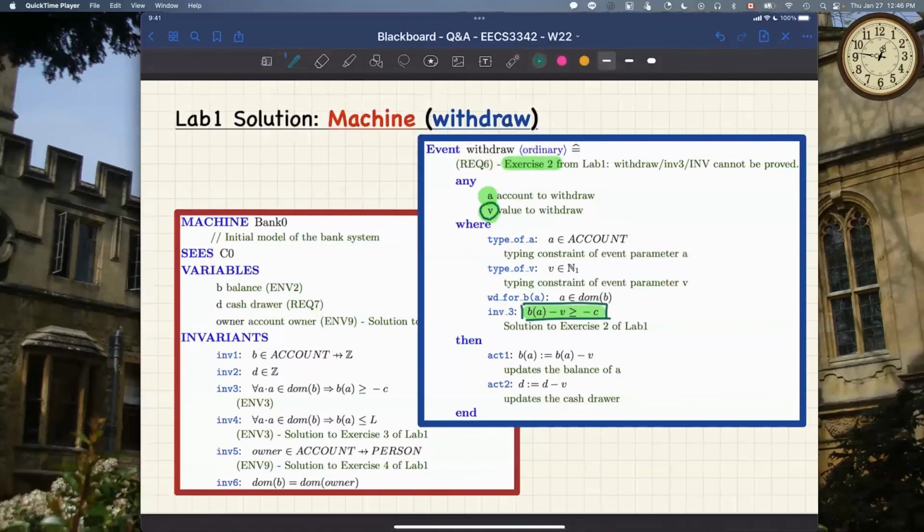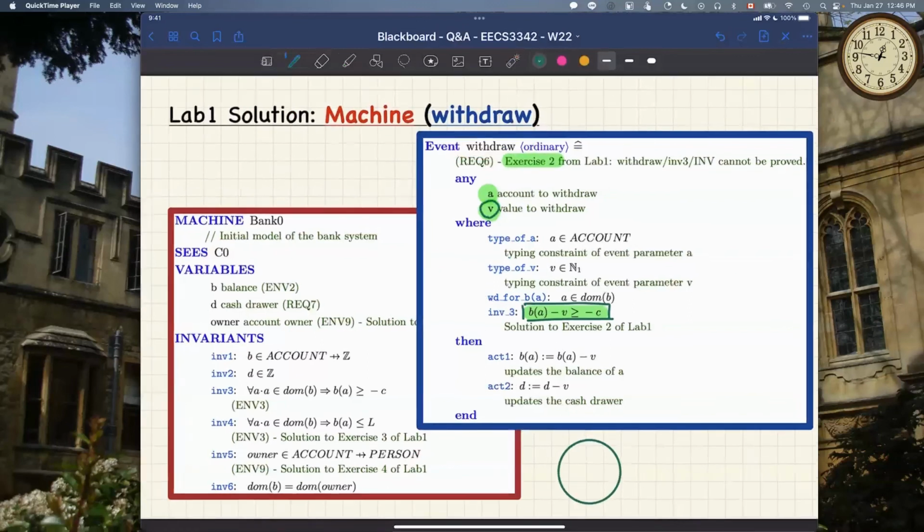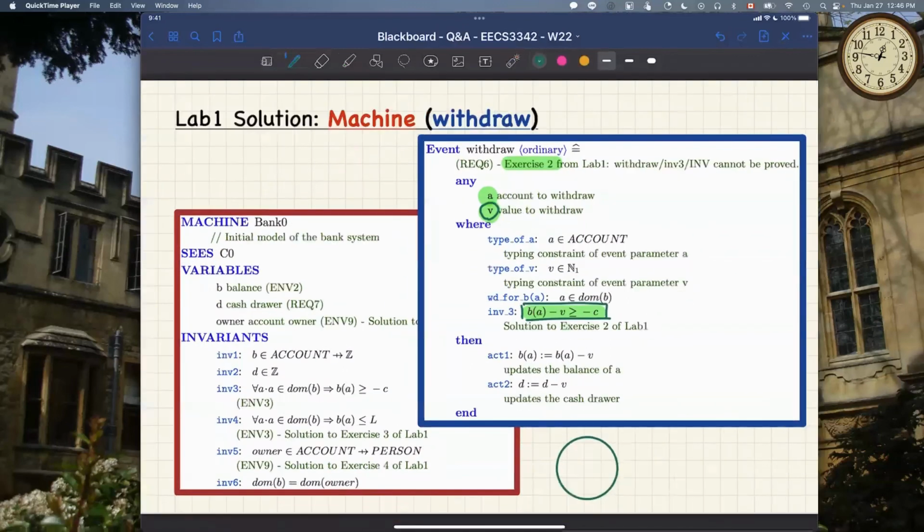Let me give you one example. Let's say this is the current state, where the account balance is, let's say, 20, and the credit limit is also 20. That means you can go down to minus 20. That'll be safe, right? As long as you go to minus 21, that will be not good, right?